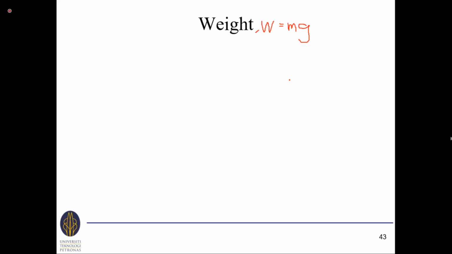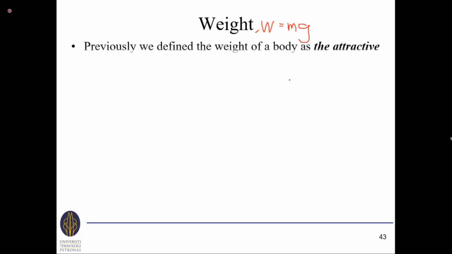The equation is weight equals mg, and we know that normally in our calculation from chapter 1 until chapter 6, the gravity is always 9.81. Like I said just now, the gravity itself depends on the location of the object. If the object is not on the earth, of course you need to find the value of the gravity, depending on which planet it is located.